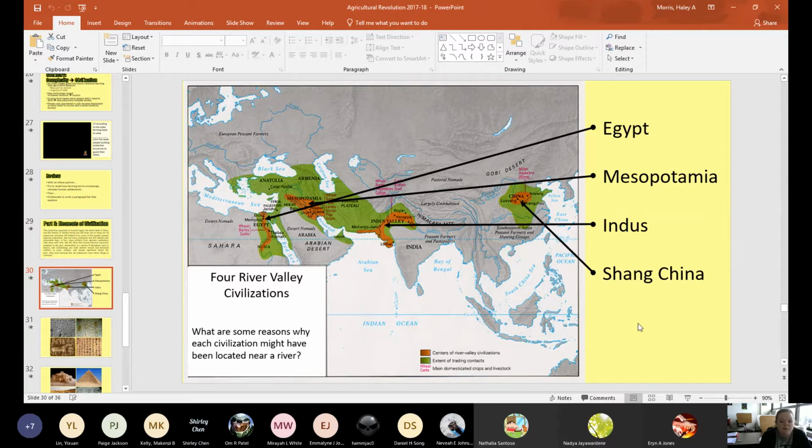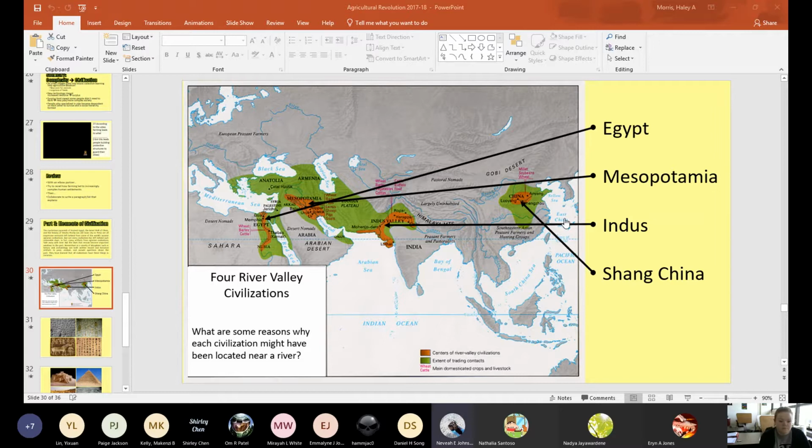What did we say about rivers and irrigation yesterday when it comes to civilization? How do rivers and irrigation play a role in civilization? Who knows? I bet you somebody knows. Who knows why we talk about rivers when it comes to civilization? Nevaeh.